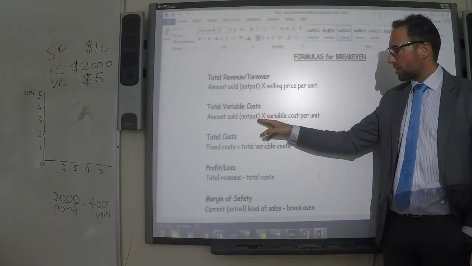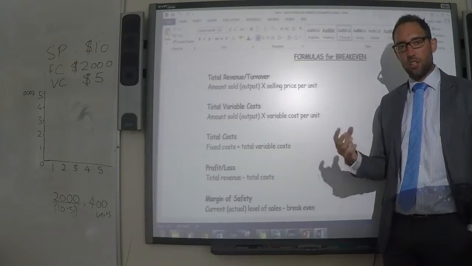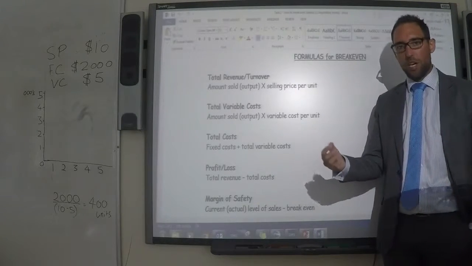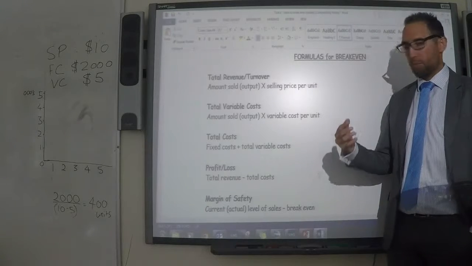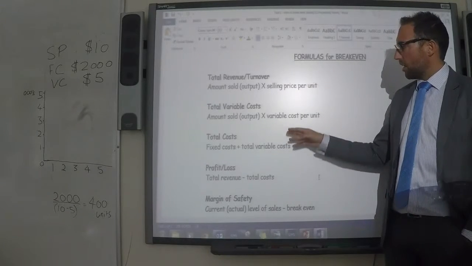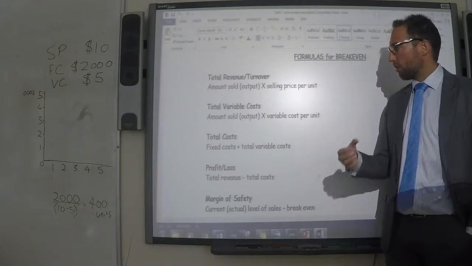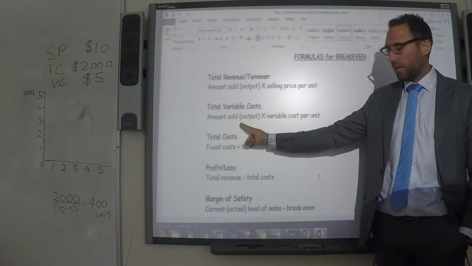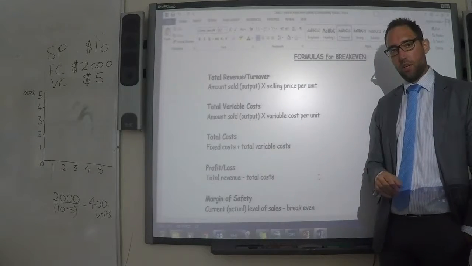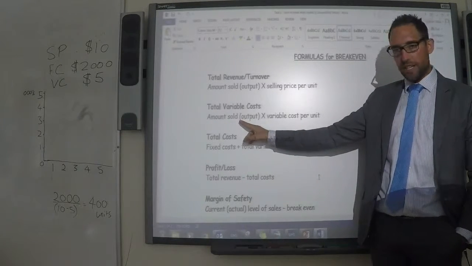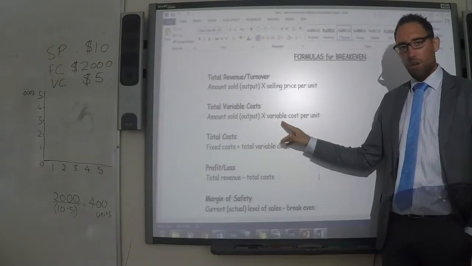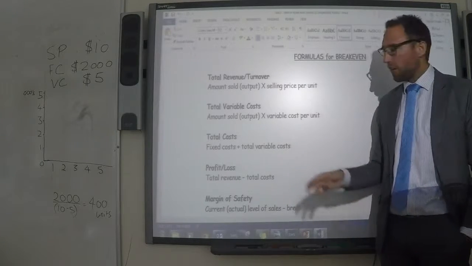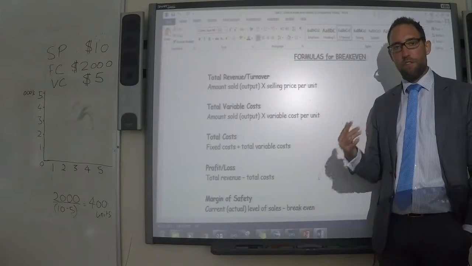The total variable costs, now the variable costs are the costs to actually make each product, so the raw materials. So if it was a can of Coke, it would be your sugar. It would be the metal and the water for the actual Coca-Cola itself. Now in order to get the total variable cost, we take the amount sold, and we times it by the variable cost per unit. So if we sold 10 cans of Coke again, and each Coke was $0.5, 10 times 0.5 would give us a total variable cost of 5.